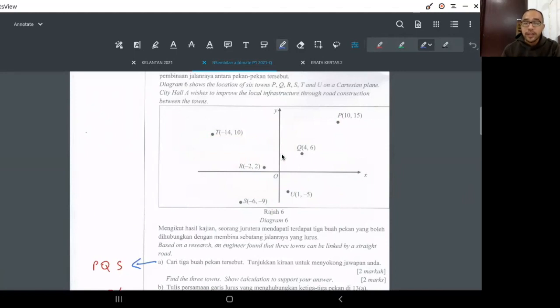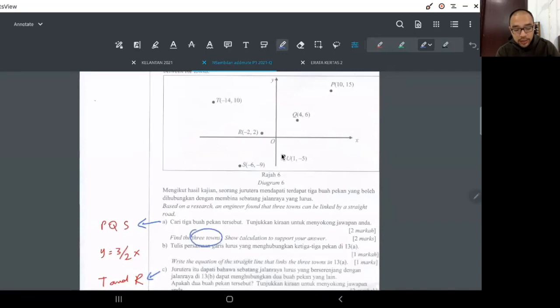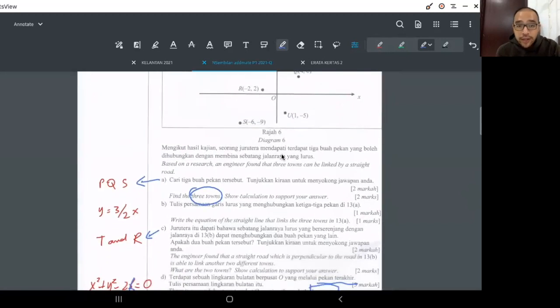Then you can do something. But I've already given an answer. It's PQ and S. So the first mark goes to finding the gradient of PQ or the gradient of PS. And then after that, you have to state the three towns that are in one straight line, which is PQ and S. So the calculation is 1 mark. The statement PQ and S are in one line is the other mark. Then after that, write the equation of the straight line. When you have found the gradient, you can find the equation of the straight line. You will find that c equals 0. Then you get y equals 3 over 2x.